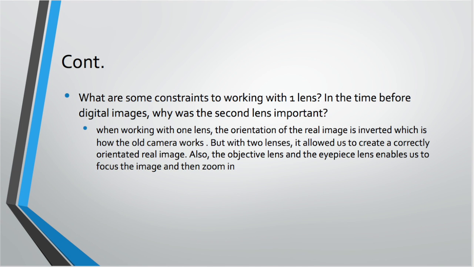When working with one lens, the orientation of the real image is inverted, which is how the old camera works. But with two lenses, it allows us to create a correctly oriented real image. Also, the objective lens and the eyepiece lens enable us to focus the image and zoom in, making it magnified.